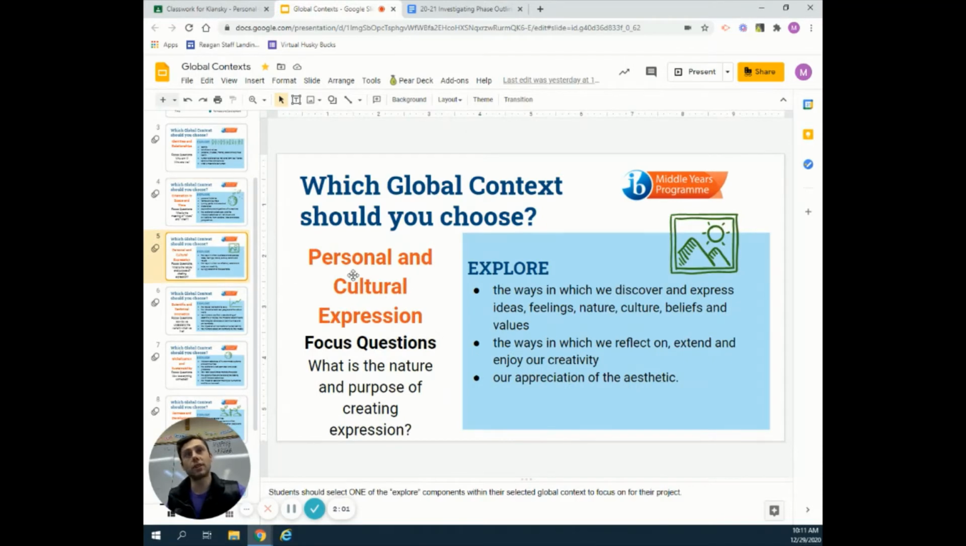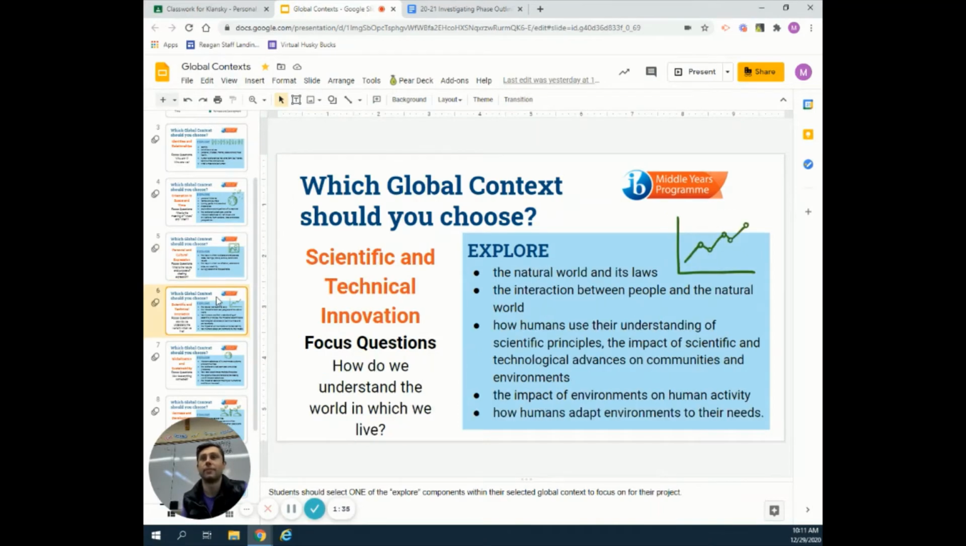Then we have personal and cultural expression. If it's about expressing yourself and your culture, so a lot more about creativity. You can see here our appreciation of the aesthetics, so just designing something, being creative with that. If it's about expressing your culture, your beliefs, your values, whatever those might be, personal and cultural expression.